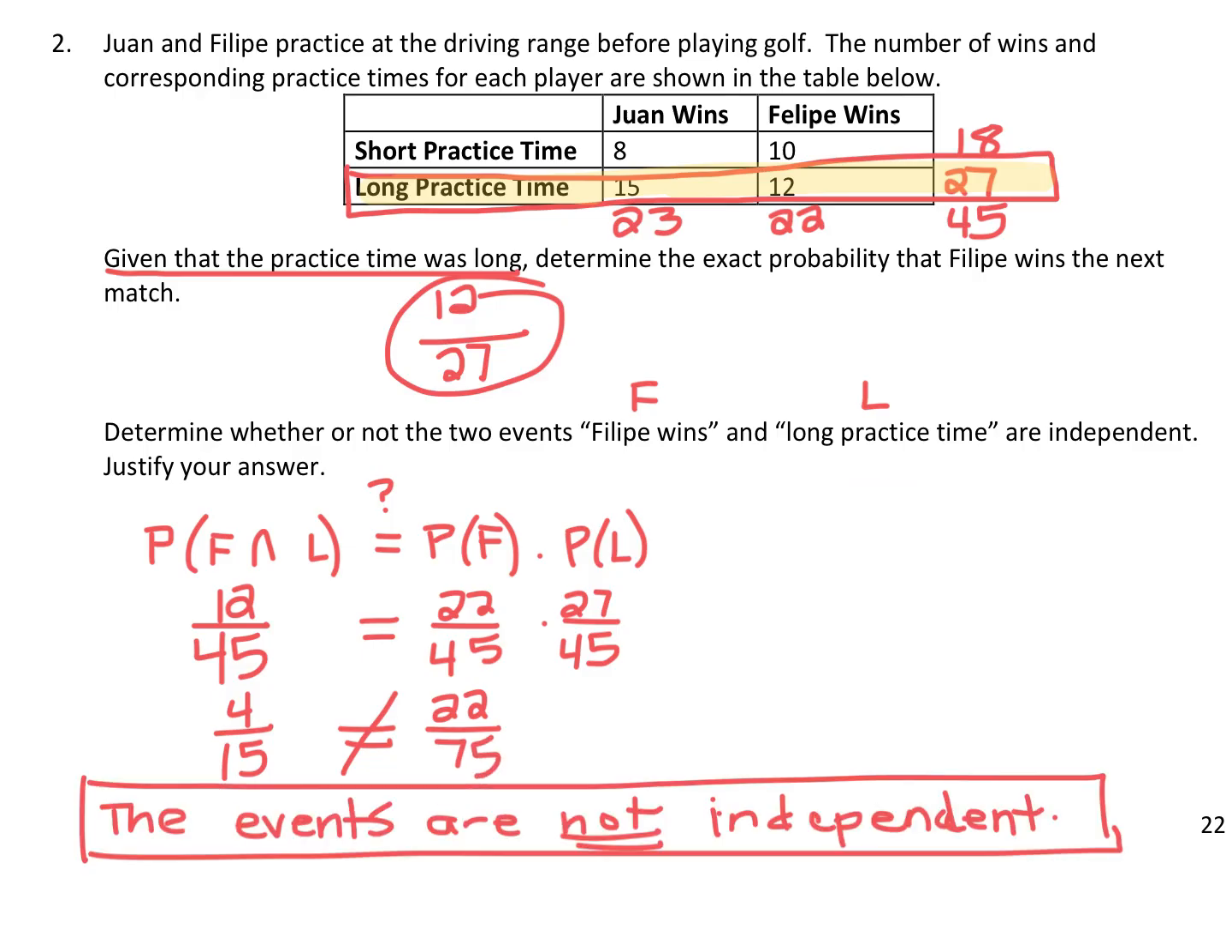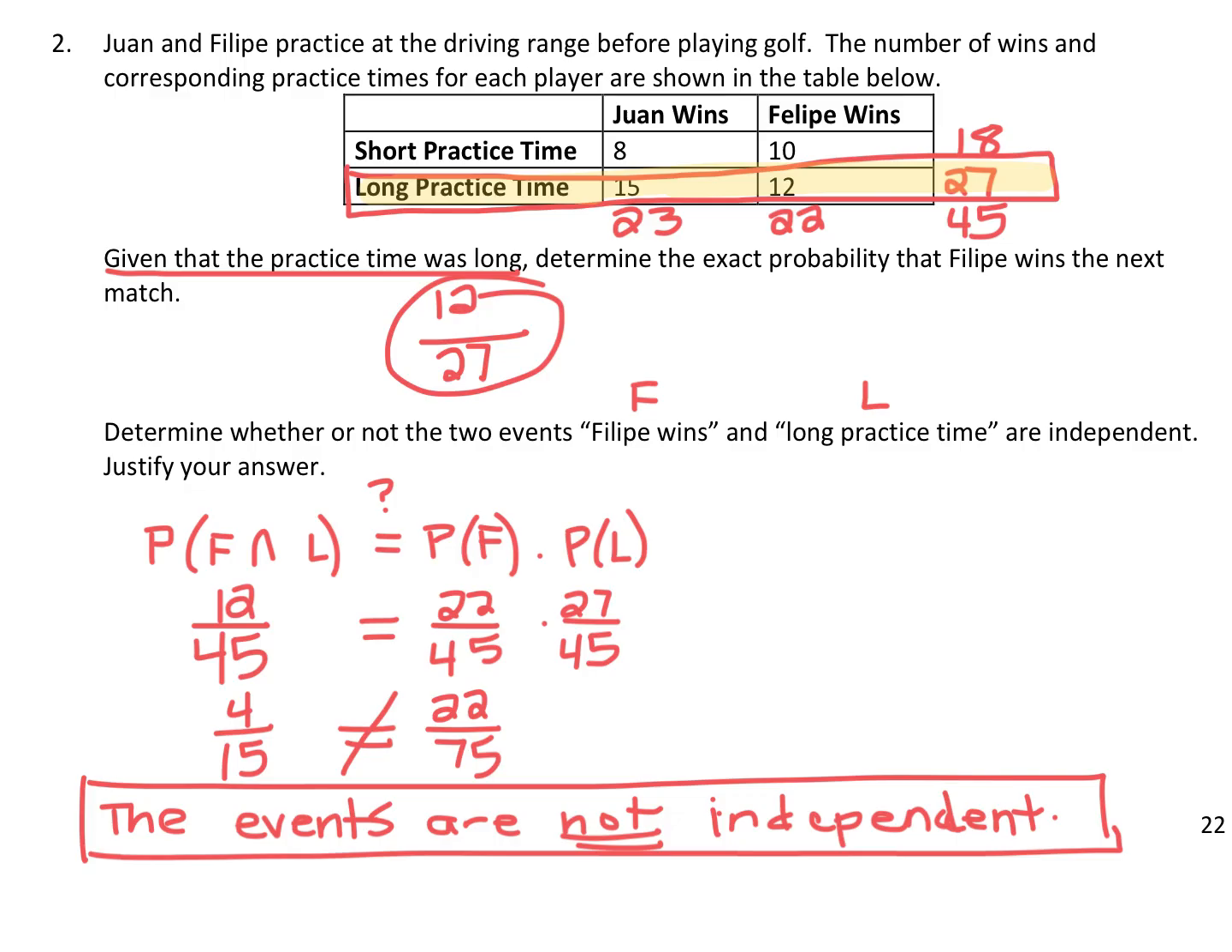Okay, so that being said, since these don't equal each other, it means the events are not independent. And don't forget to write this out. This is the actual answer. This is just the work. When they say justify your answer, this is my justification, but this is the actual answer.